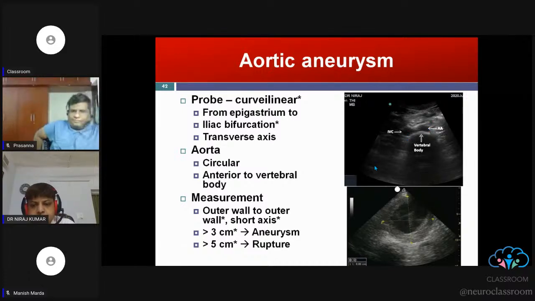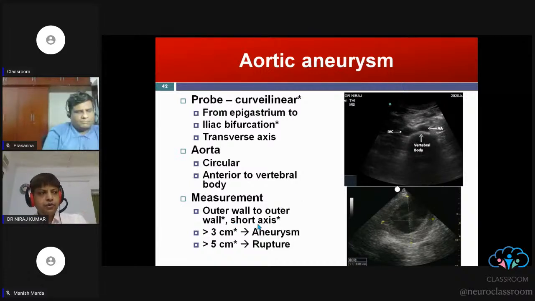And how to measure? Suppose this is an example of an abdominal aortic aneurysm. You have to measure from the outer wall to the outer wall, because there may be thrombus inside the abdominal aortic aneurysm. So there is a concept that you have to measure from the outer wall to outer wall. Normally the diameter is less than 3 centimeter. We have to measure in a short axis.